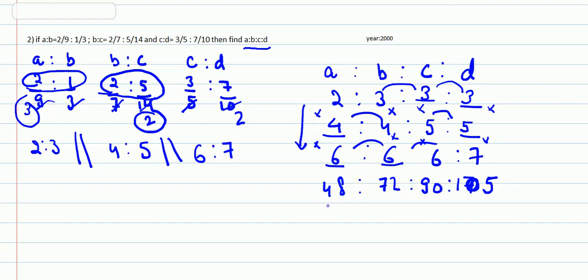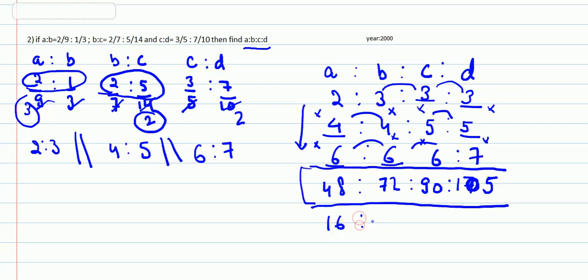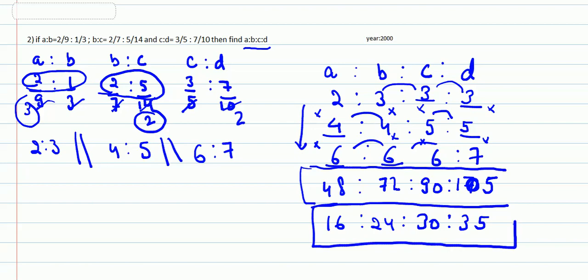Now see again, guys, we are going to look if there is any number which can simplify this equation. If there is, then we are going to simplify this equation further, and as we can see, this equation can be simplified by 3. So 16 is to 24 is to 30 is to 35, and since this equation cannot be simplified further, it's going to be our answer.